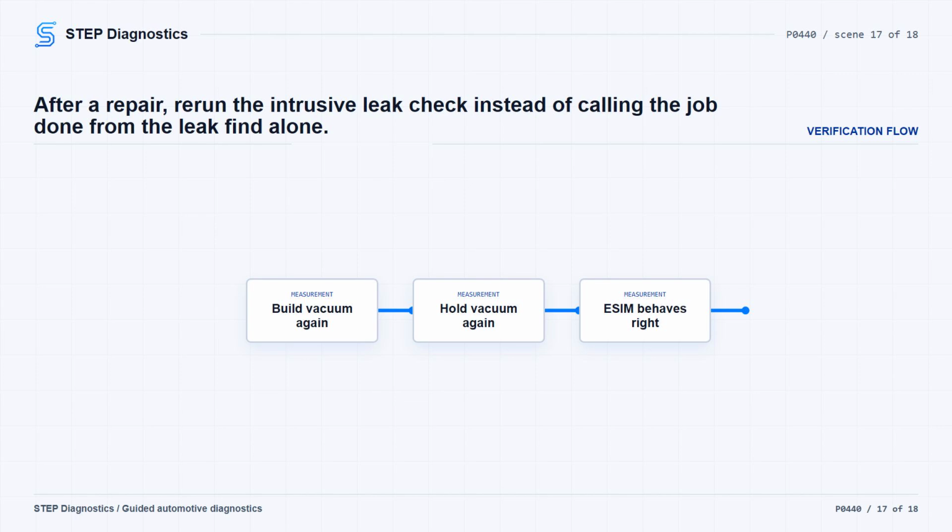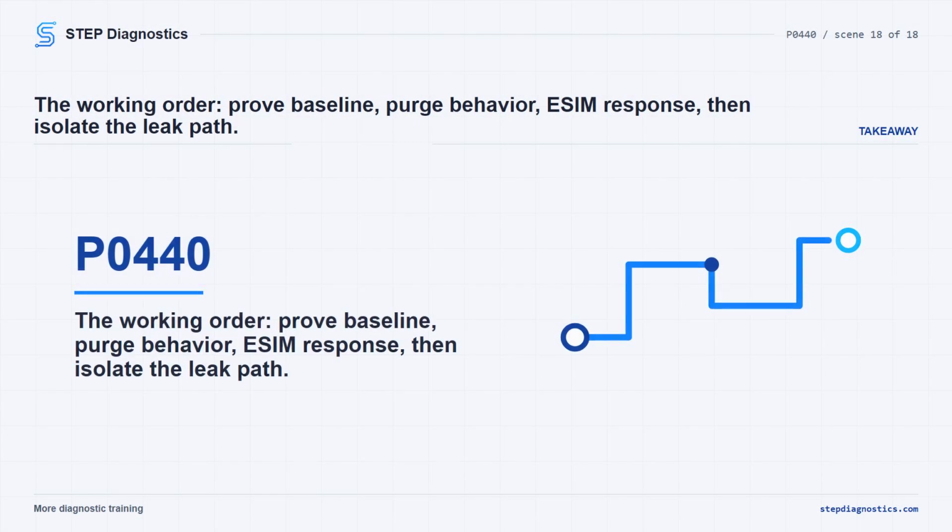After the leak is repaired, or after replacing a supported failed component from these tests, run the intrusive leak evaluation again. The goal is to confirm the EVAP system now builds and holds the expected vacuum response, the ESIM switch behaves correctly, and P0440 stays gone. The takeaway: don't guess at this code. Prove the zero reference, prove purge behavior, prove ESIM response, then isolate the leak path.